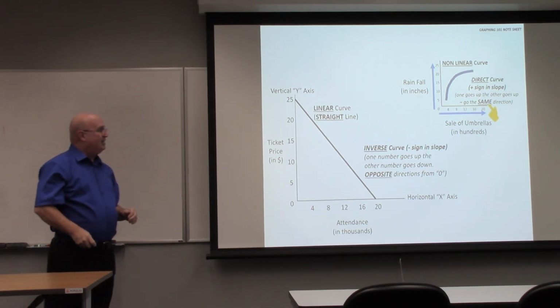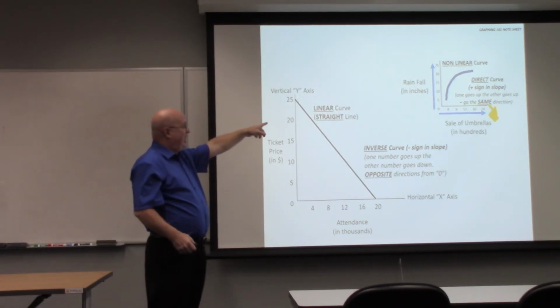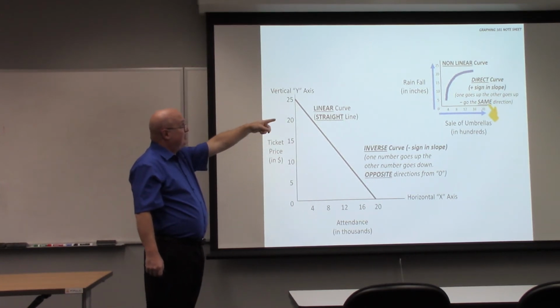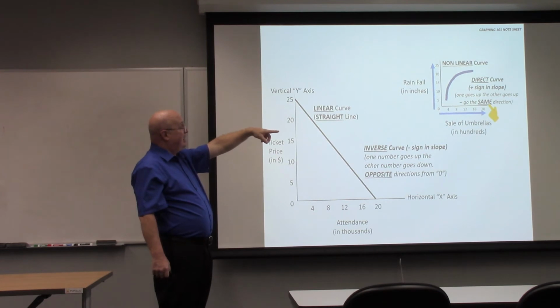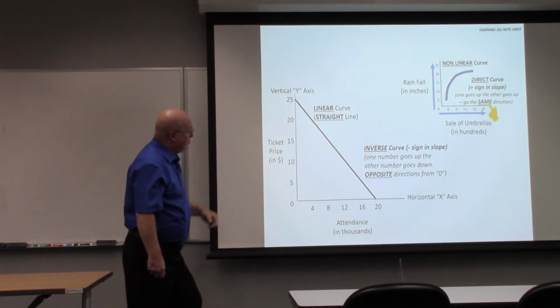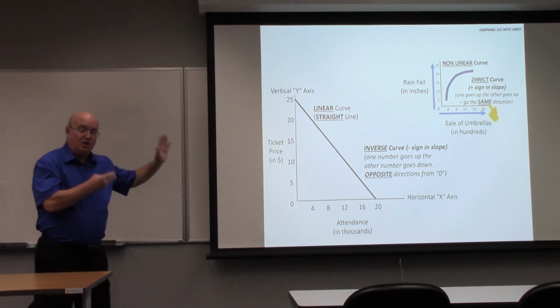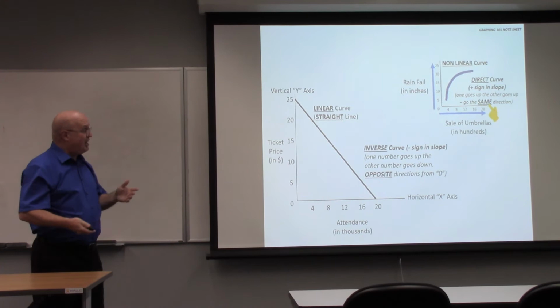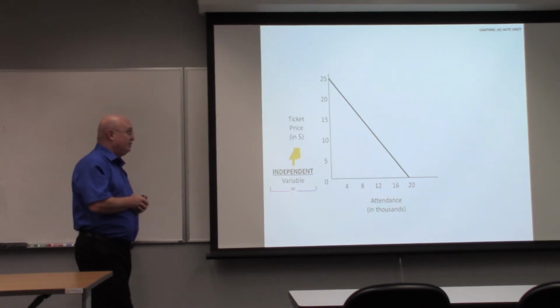So, straight and opposite, linear and inverse, direct and the same direction, and nonlinear direct curve. Those are the definitions. As you're going through and reading this stuff in the chapters, this is some of the stuff that you're going to need to do.